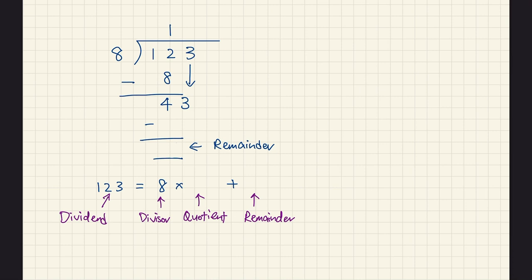Next we consider that 8 times 5 is the highest I can go without exceeding 43. So 8 times 5 is 40. Then finally we stop at the remainder 3. So 123 equals 8 times 15 plus 3. In this structure, 123 is the dividend, the divisor is 8, the quotient is 15, and the remainder is 3. We stop at the remainder 3 because it is now less than the divisor 8.